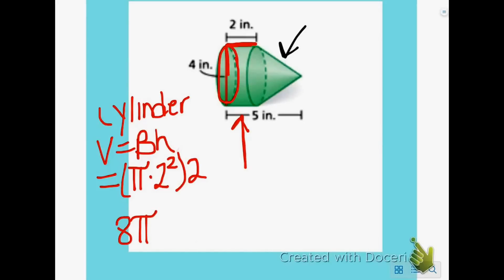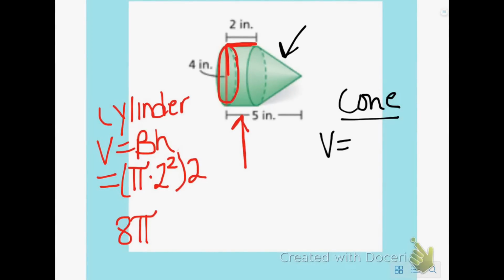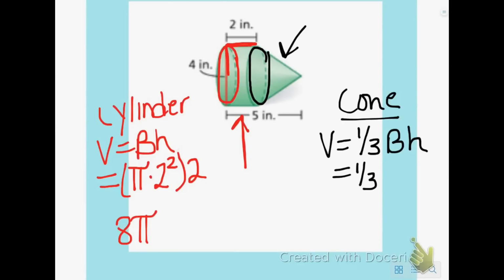Then I need to find the volume of my cone. Alright, so I notice I have the cone here. Remember the volume formula for a cone, since it only has one base, you start with 1/3 capital B times H. Again, a cone has a circular base, so I've got to use the area formula for a circle for capital B. So that's going to be pi times r squared, and r is still half of 4, so that would be 2 squared.